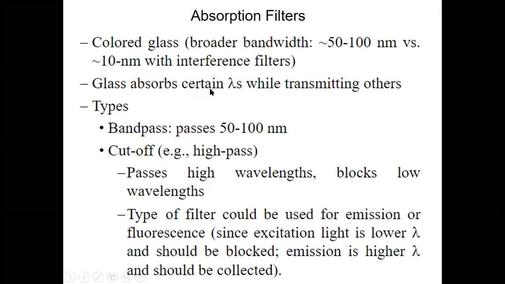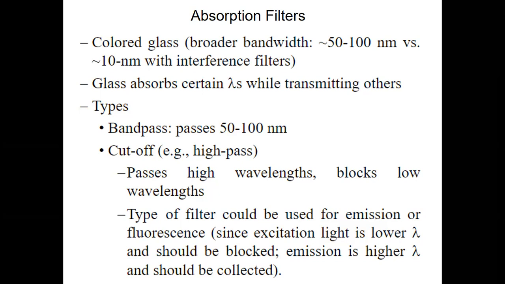And glass absorbs certain lambdas while transmitting others. So that is what is happening. The colored glass will absorb certain wavelengths while it transmits others. The types of absorption filters are band pass filters and cutoff filters. Band pass filters pass 50 to 100 nanometers, and cutoff filters will cut certain wavelengths. Right, it will only pass certain wavelengths and cut certain wavelengths.